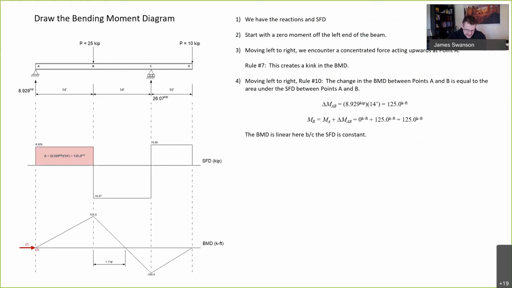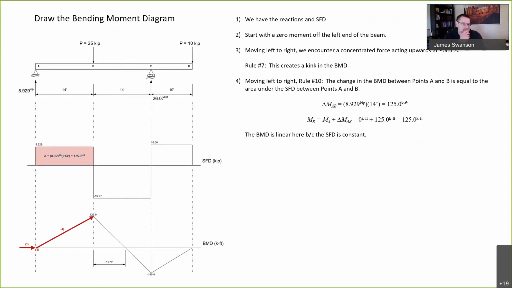Now we can calculate that area. It's just a rectangle, right? So it has a height of 8.929 kips and it has a width of 14 feet. So that gives us a moment of 125 kip feet. So the change in moment is equal to that area, a positive 125 kip feet. The moment at A is equal to 0. Therefore, the moment at B is equal to the moment at A plus the change in moment between A and B. So at B, we have a moment of 125 kip feet.